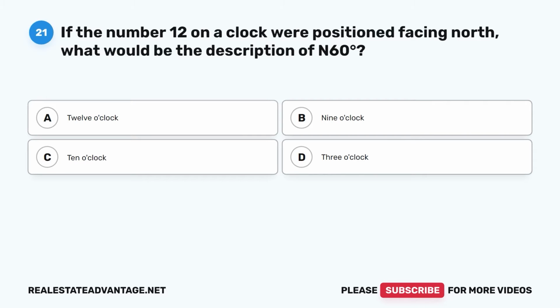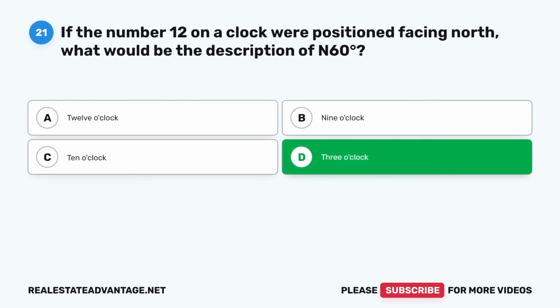Question 21. If the number 12 on a clock were positioned facing north, what would be the description of N60 degree? A. 12 o'clock. B. 9 o'clock. C. 10 o'clock. D. 3 o'clock.